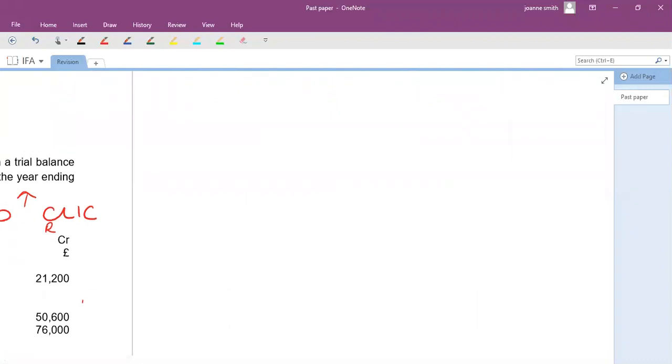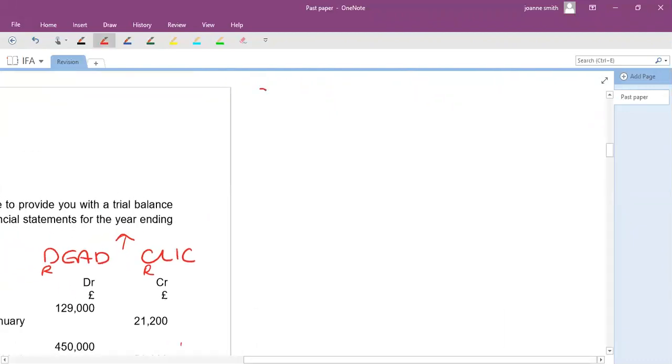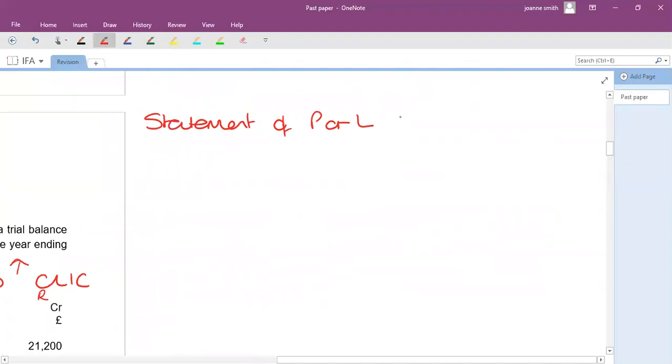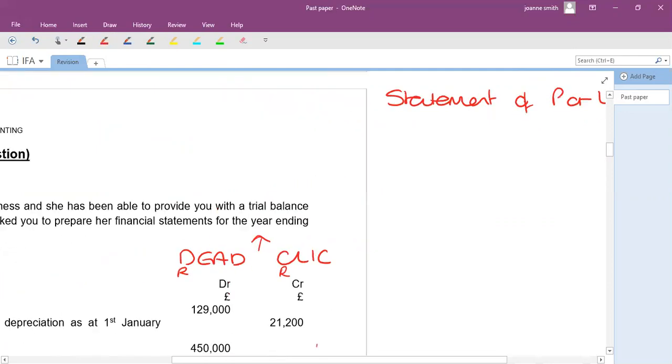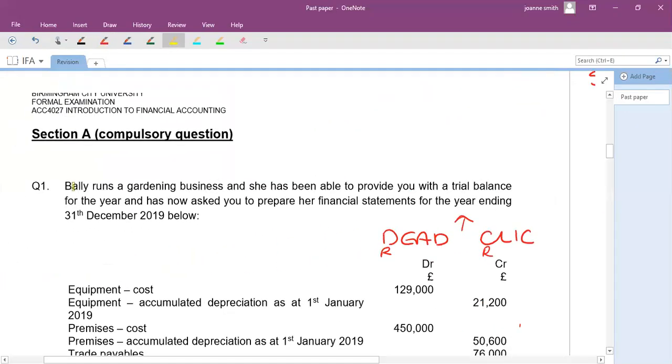So we're going to do a heading for each of the statements we're preparing. We're doing a statement of profit or loss. Then we want a heading, and the question is for somebody called Bally. We look here: Bally runs a gardening business. And then we want the year, and it's year ended December 19.